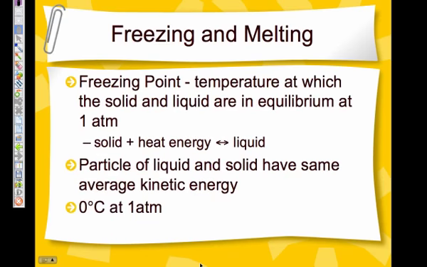So freezing and melting, opposite end of the spectrum. It's the temperature at which the solid and liquid are in equilibrium at 1 atm. So we have the solid, you have to add heat energy to it to become a liquid, or the liquid would give off energy to become a solid. Reversible equation again. The particles of liquid and solid at that freezing or melting point have the same average kinetic energy. Melting and freezing point is the same, so it's 0 degrees Celsius at 1 atm. What is it in Fahrenheit? 32? Okay.